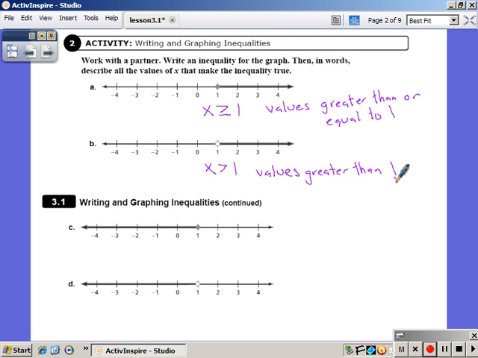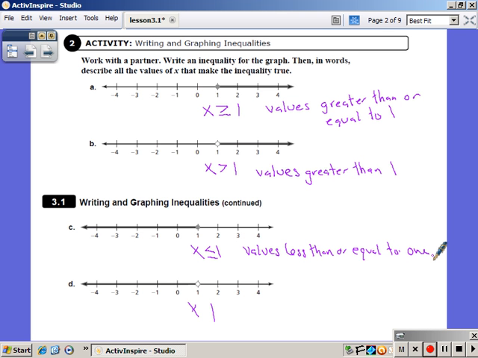Now part C and D, the shading's on the opposite side. We're still comparing x and 1 in both of these. Closed dot, still have that "or equal to." This time our shading comes to the left, therefore x would have to be less than or equal to 1. So we would say values less than or equal to 1. You could say values at most 1. Again, we have different ways of saying that. Is no more than 1.